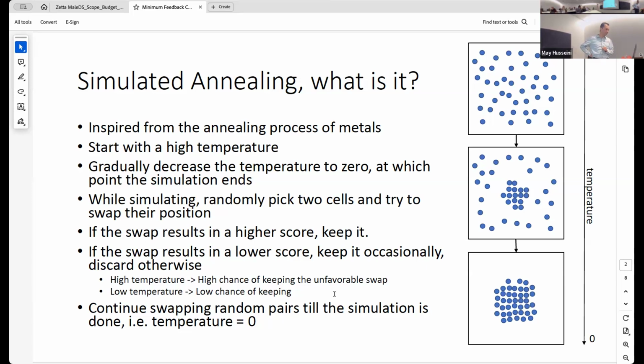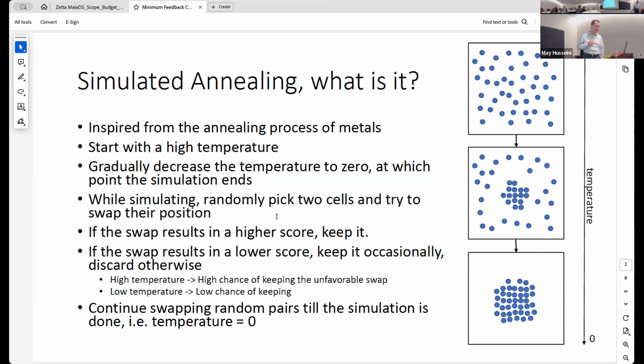So what we do is we start with a high temperature, like a maximum temperature, and then eventually the point of the whole simulation is to drop down to 0. And the whole process might take 3 weeks, 4 weeks. So it's a slow process. It's not going to be quick. And while the temperature falls to 0, we swap cell positions and we calculate the feedback, the feedforward score. So gradually we decrease the temperature to 0, at which point the simulation will end.